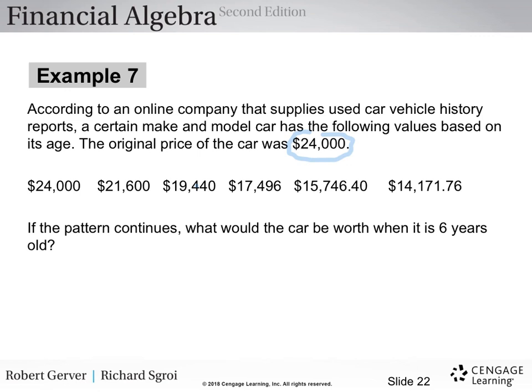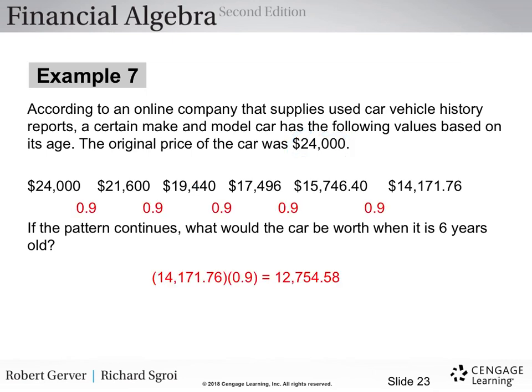So this is new, 1-year-old, 2-year-old, 3-year-old, 4-year-old, and this is 5 years old, but we want to know what it's going to be worth when it's 6 years old. All right, so if we compare the value after each year with the previous year's value, we find out that there's a ratio of 0.9 in each case. In other words, going from 1 year to the next, the value becomes 90% of what it was. Or we might say that in each case, the value drops 10%, okay?